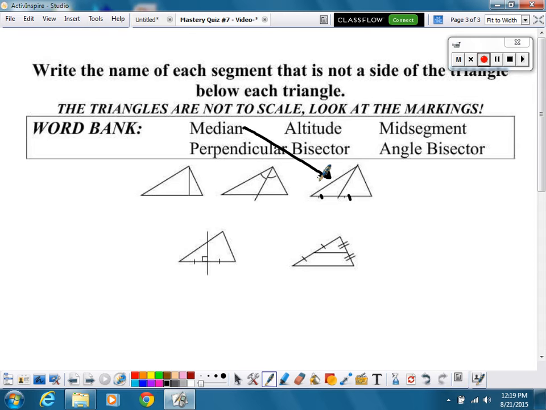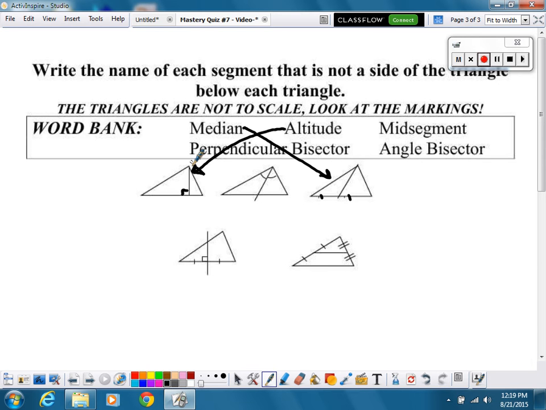Altitude is going to be perpendicular, starting from an opposite vertex, and it looks to me like we might be missing a symbol here in our picture, so I'm going to put that in there. That should be a right angle there, making this my altitude. Altitude is perpendicular and goes through the opposite vertex.